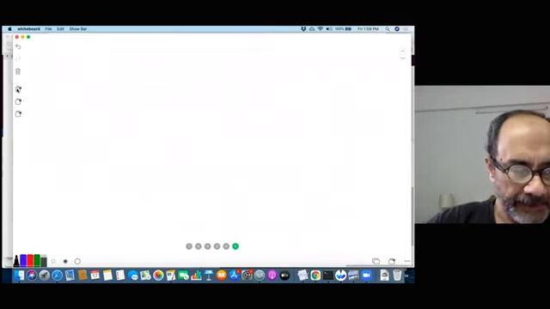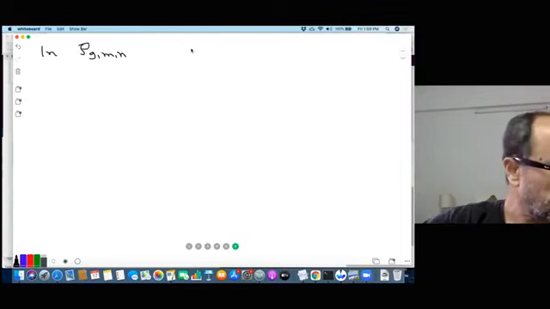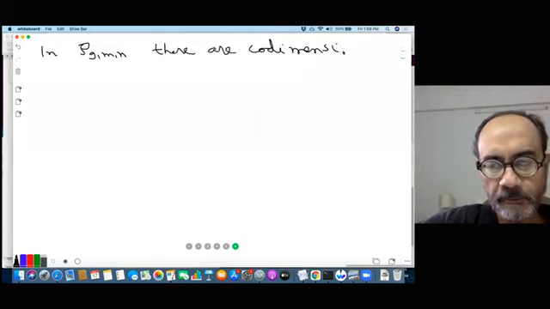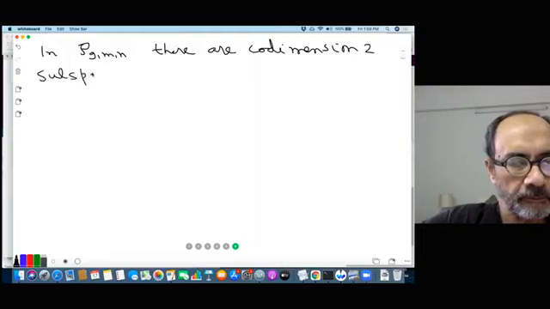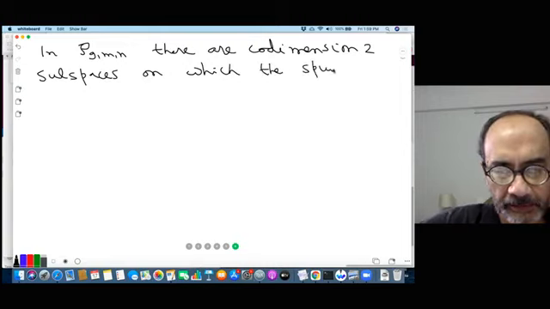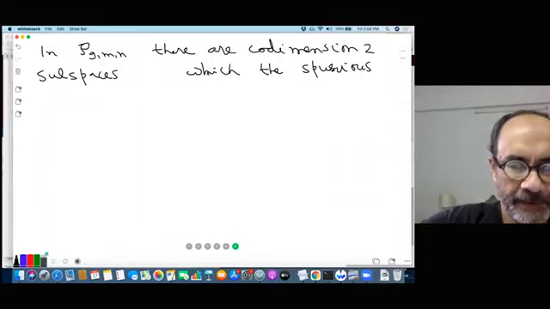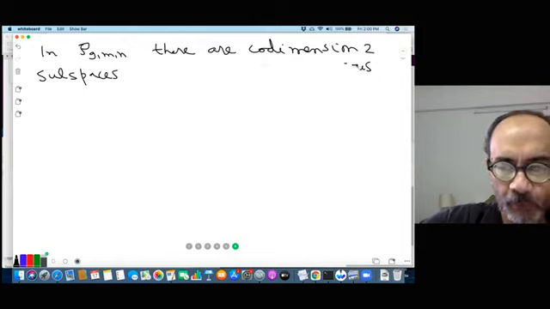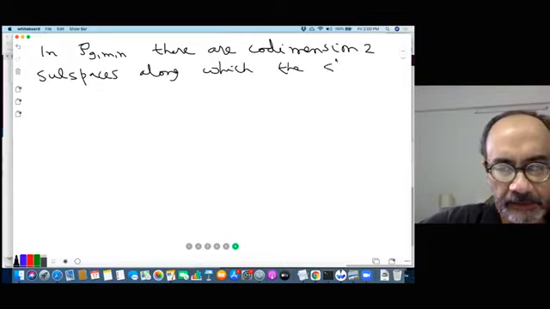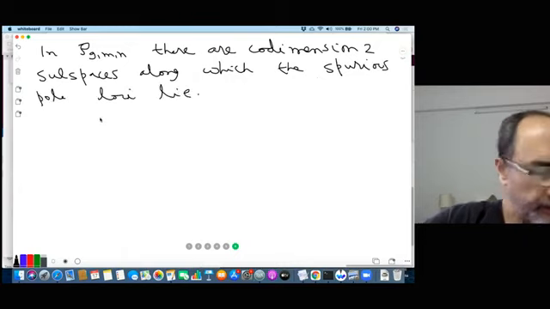So all these can be summarized by saying that in PGMN, there are codimension 2 subspaces on which the spurious poles are located. Well, maybe I should write it rather. Not that somewhere in the subspace there is a spurious pole. The spurious pole locus basically lies along codimension 2 subspaces. So why codimension 2?